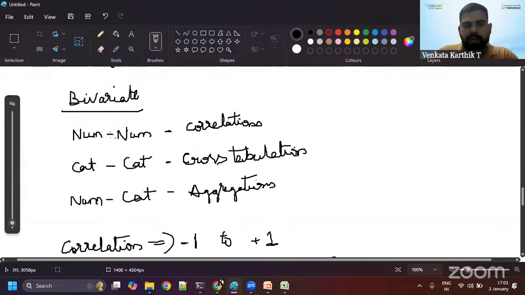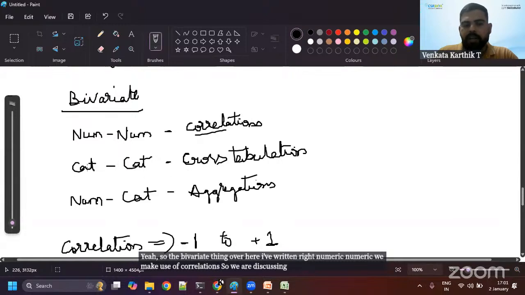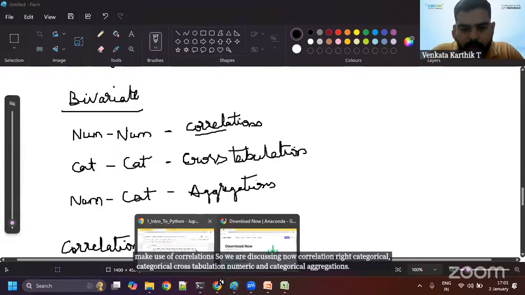Yeah, so the bivariate thing over here I have written, right? Numeric, numeric, we make use of correlations. So we are discussing now correlation, right? Categorical, categorical, cross tabulation; numeric and categorical, aggregations. Okay, let me go back now here.